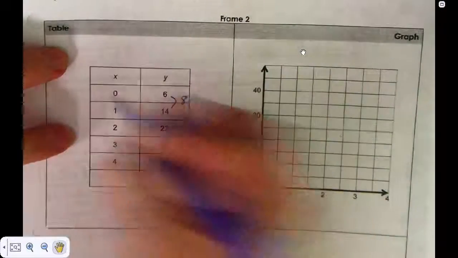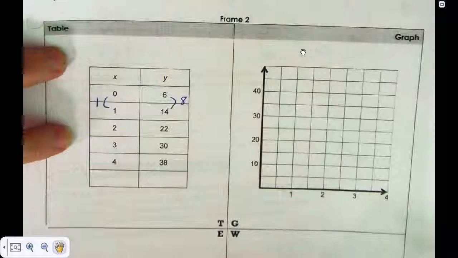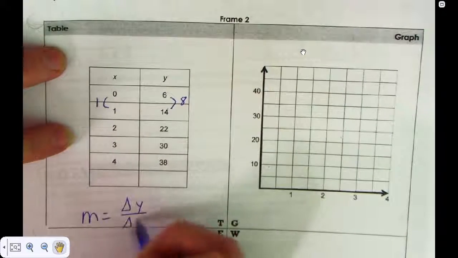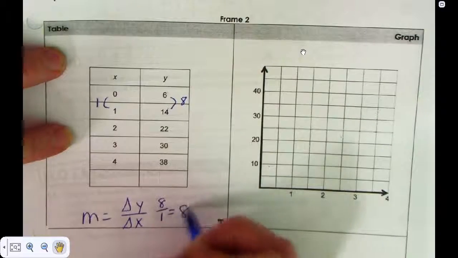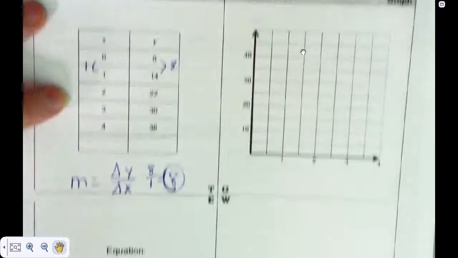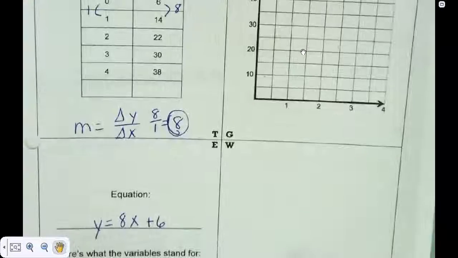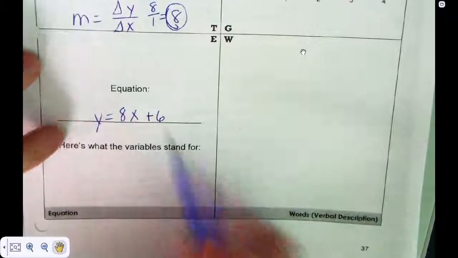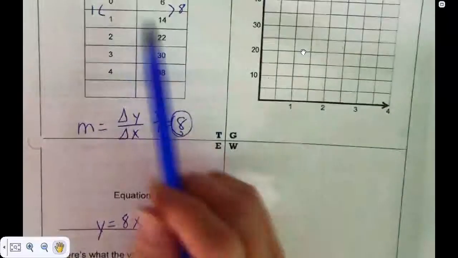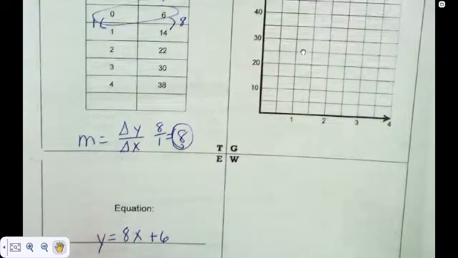This goes up 8. This goes up 1. So the change in y over the change in x. 8 over 1 is 8. 8 over 1 equals 8. Don't leave it 8 over 1. And so then we know the slope is 8. So to find 6, hey, they gave it to us, didn't they? They were nice and gave us the y-intercept.